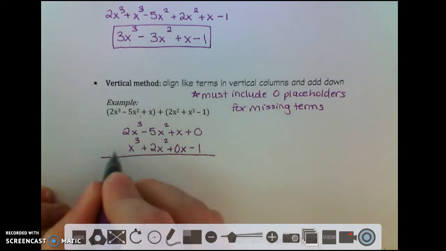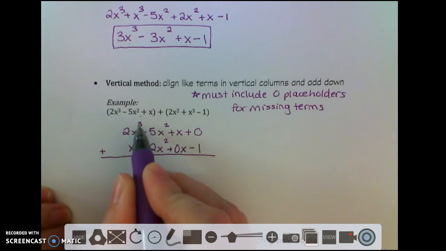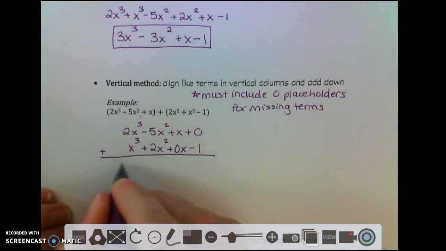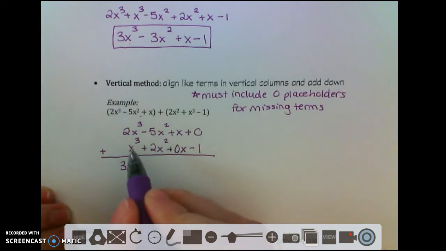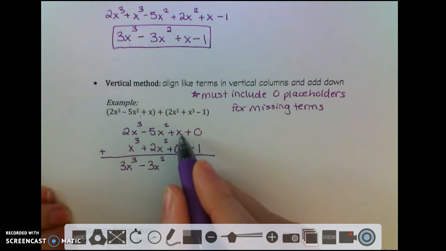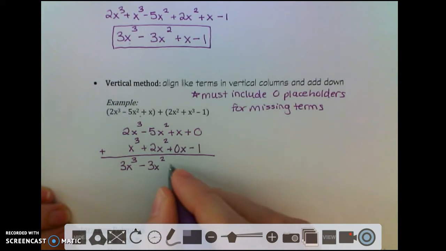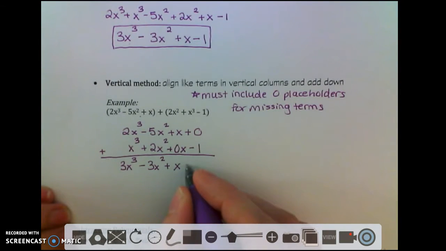Now all I have to do is add down my columns. So I have 2x cubed plus x cubed. Well, that gives me 3x cubed. Here I have negative 5x squared plus 2x squared is negative 3x squared. Here I have x plus 0x, which is just 1x, so plus x. And I have 0 plus negative 1, and that's going to be negative 1.